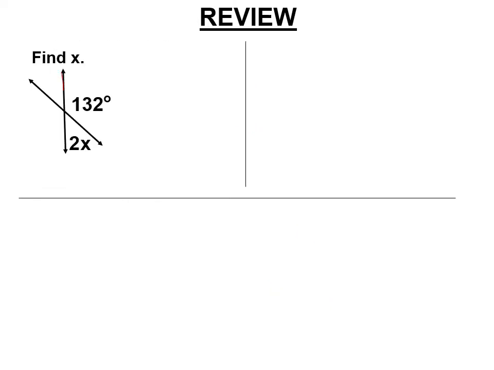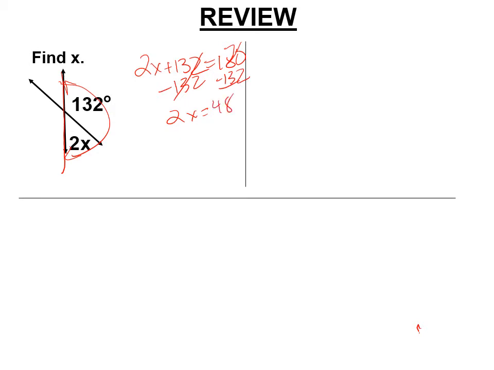Right? So these are a linear pair, right? They're adjacent angles along a straight line, and so they have to add up, the 2x and the 132, to 180. There's a nice easy two-step equation to solve. 2x equals 48, and then x equals 24.